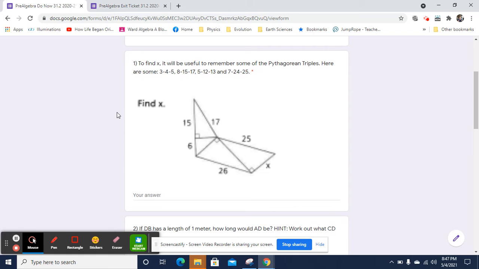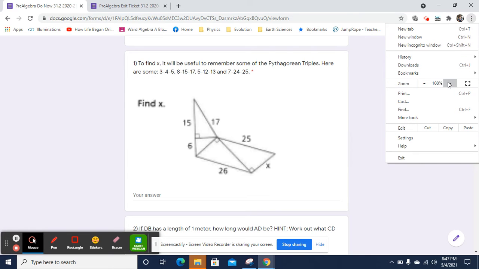And here we have this crazy shape, and we're supposed to figure out from the information given how long x is. In fact, from this information, we could also figure out the perimeter, which would be an interesting project. But what we're going to be using is the Pythagorean triples. So I'm going to blow this up just a little bit so we can see it a little more clearly.